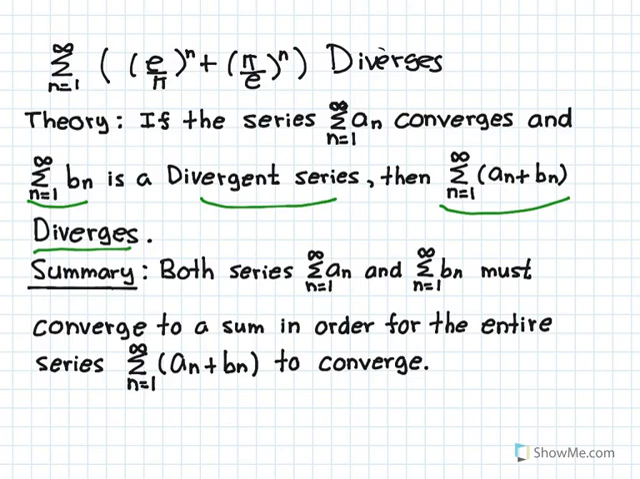So we need both of them to converge. Both series, summation an and summation bn, must be convergent. They must converge to a sum in order for the entire series, summation n goes from 1 to infinity, an plus bn, to converge. In this case, this was the bn that was diverging, because the common ratio r equals pi over e is larger than 1, and hence it diverges. So that's the reason for this series diverging. So the entire series will diverge. All right, thanks.